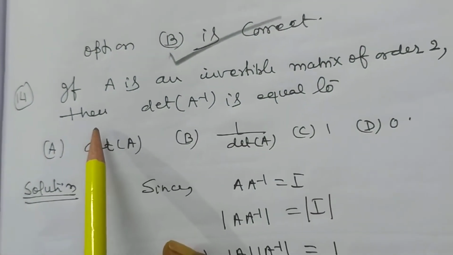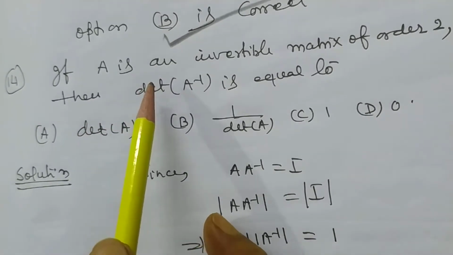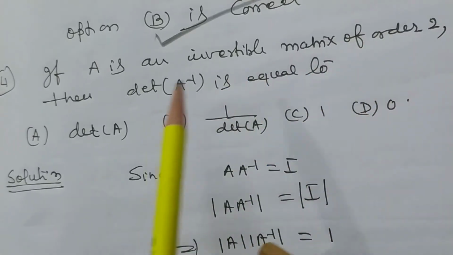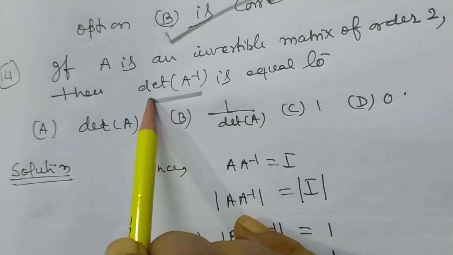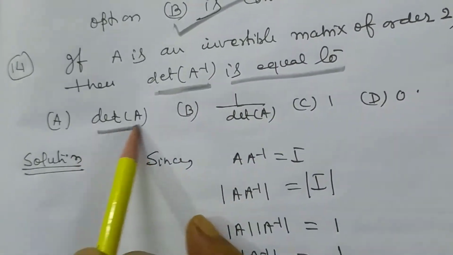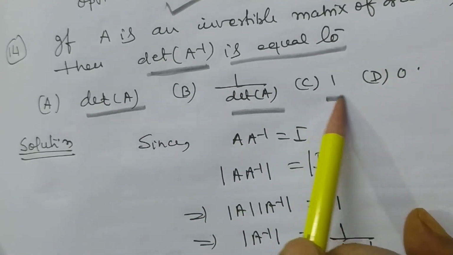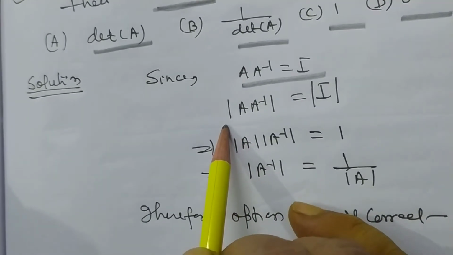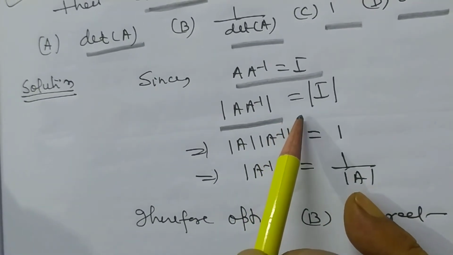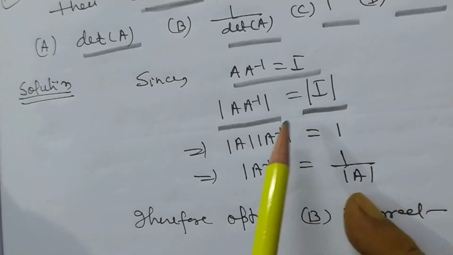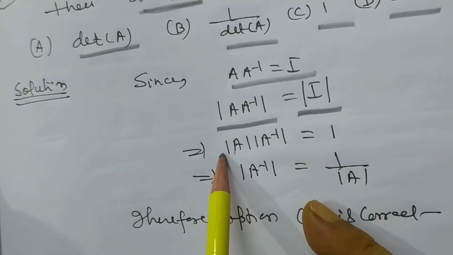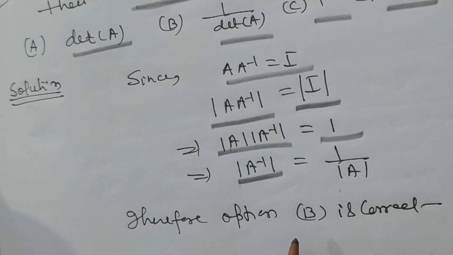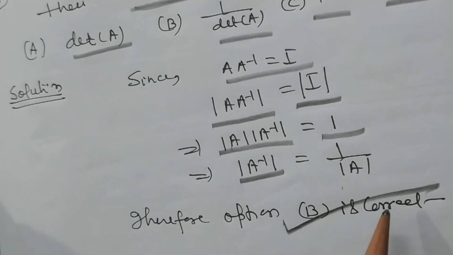Now I want to discuss problem number 14. If A is an invertible matrix of order 2, then determinant of A inverse is equal to determinant A, 1 by determinant A, 1, or 0. A into A inverse is equal to I. So determinant of A into A inverse is equal to determinant of I. Determinant of A into determinant of A inverse is equal to 1. Determinant of A inverse is equal to 1 by determinant A. Hence, option B is correct.